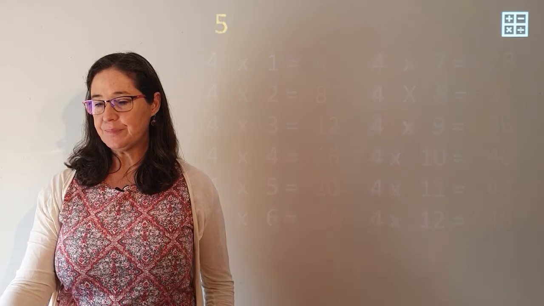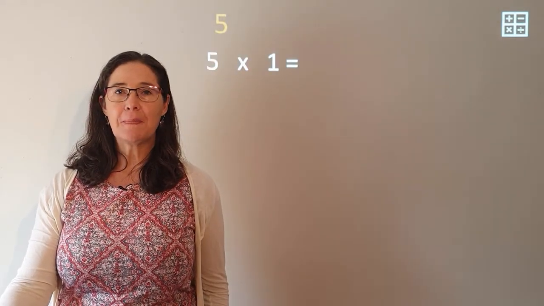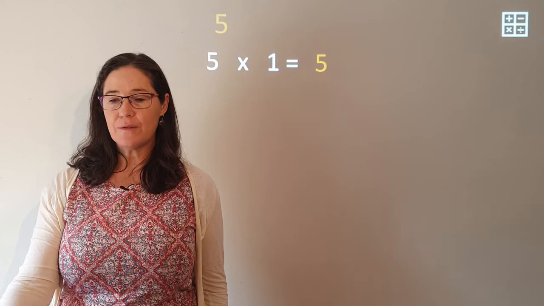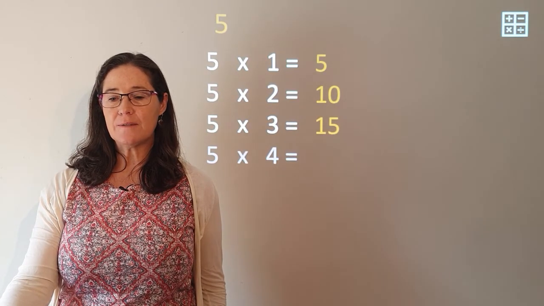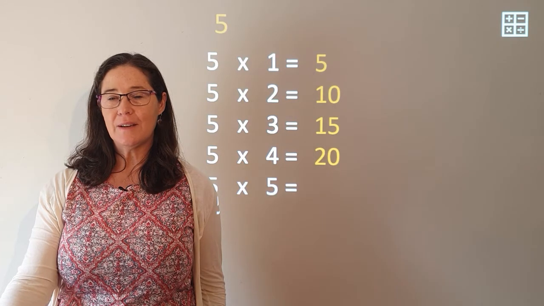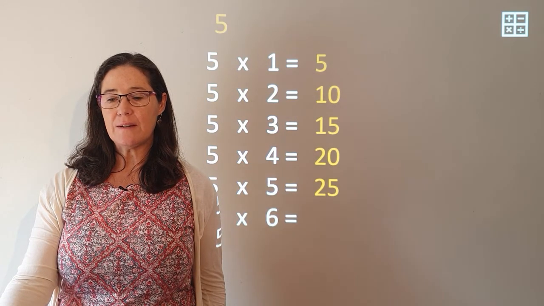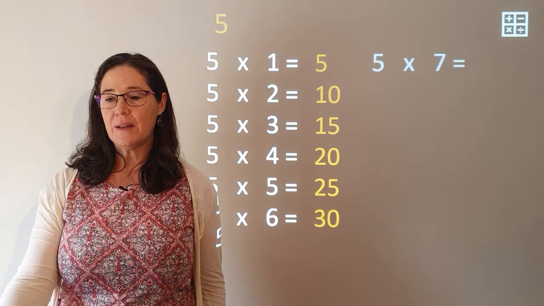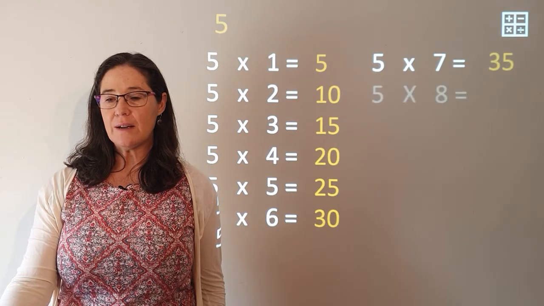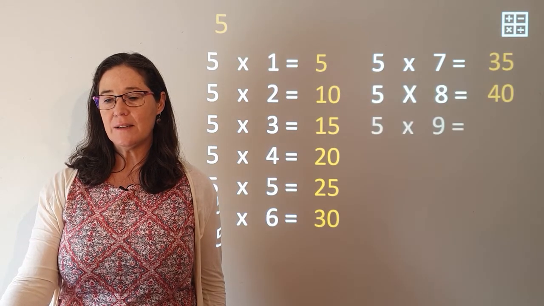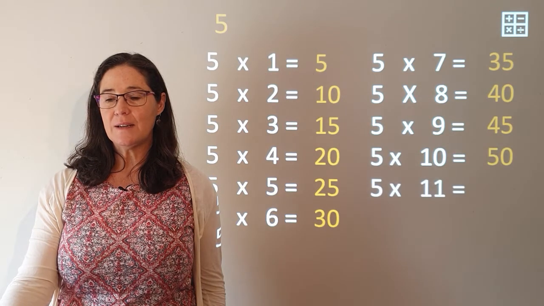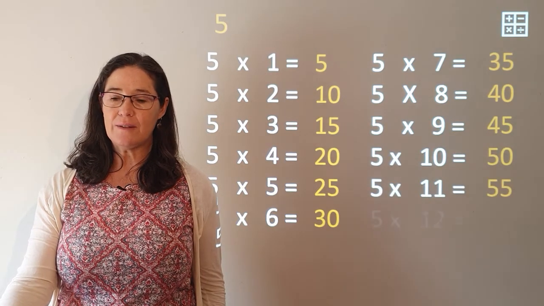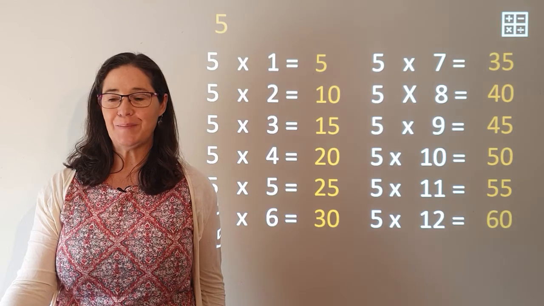Okay, moving on to 5s. 5 times 1 is 5. 5 times 2 is 10. 5 times 3 is 15. 5 times 4 is 20. 5 times 5 is 25. 5 times 6 is 30. 5 times 7 is 35. 5 times 8 is 40. 5 times 9 is 45. 5 times 10 is 50. 5 times 11 is 55. 5 times 12 is 60. Good job.